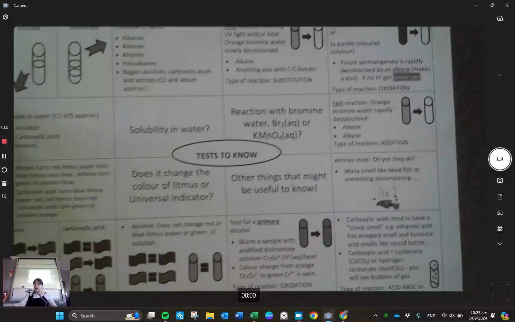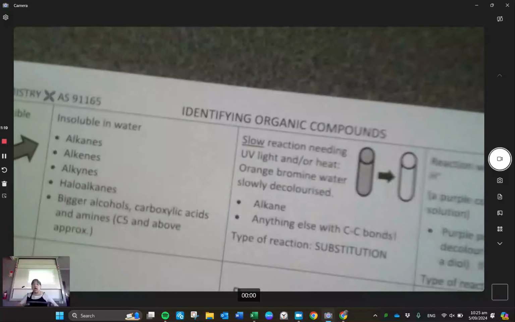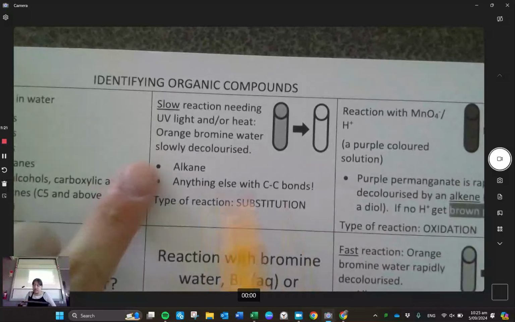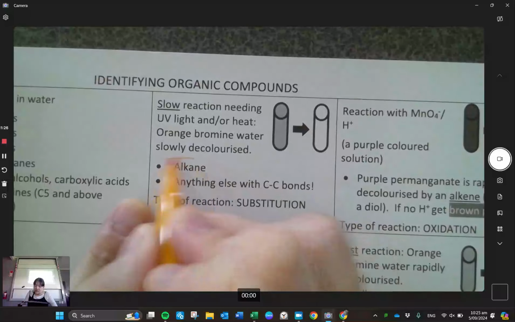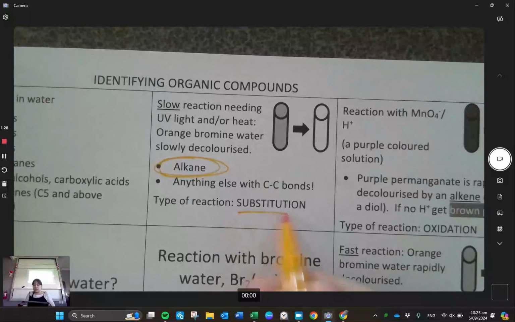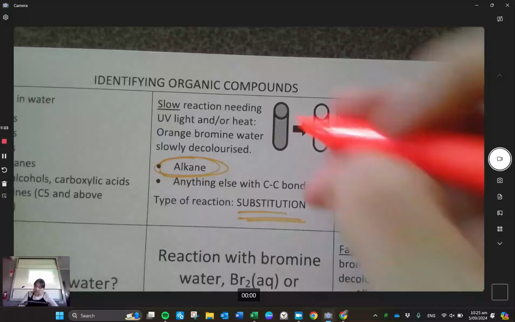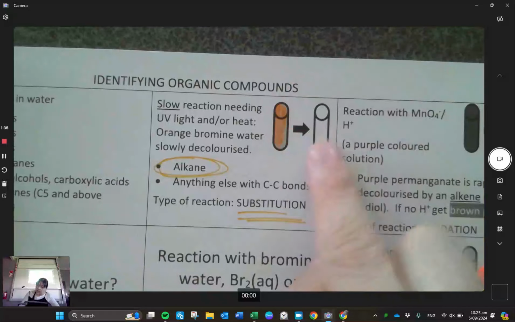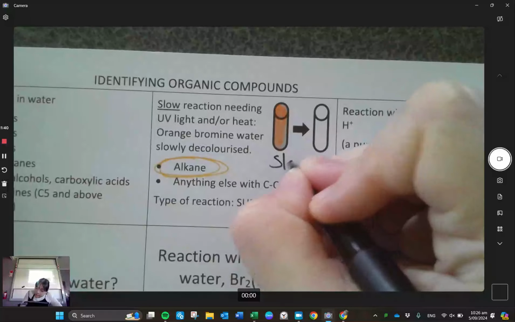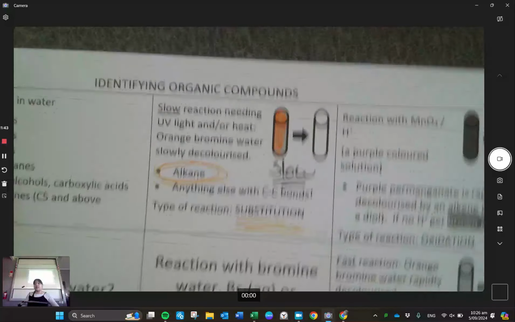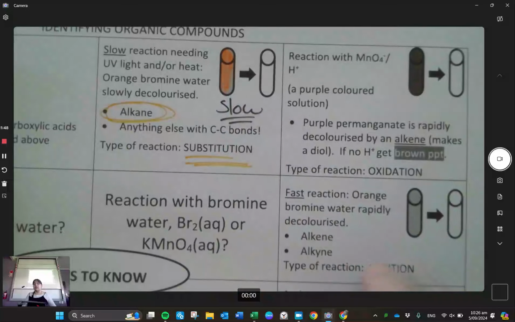Okay. So here are my identification tests, and we see here that we have a slow reaction needing UV light. The orange bromine water will slowly decolorize, and this is a way for us to tell if you have an alkane. So that is a substitution reaction like we were talking about. Color change, like I said, is going to go from that orangey color to colorless. It's going to be a slow reaction, and it's important to note that this is slow because this one over here is fast. So the speed tells the difference. But we'll talk about this one later because that's addition.